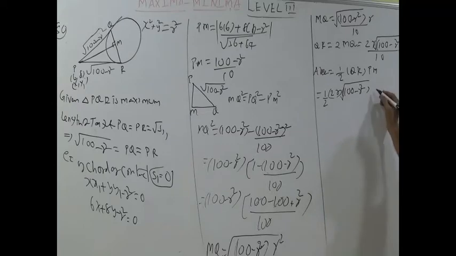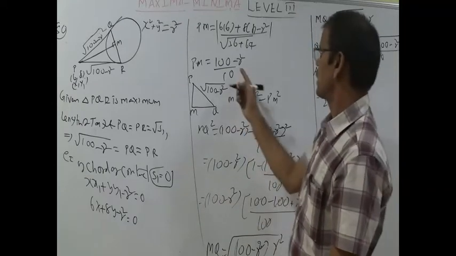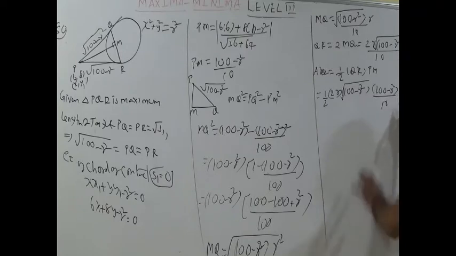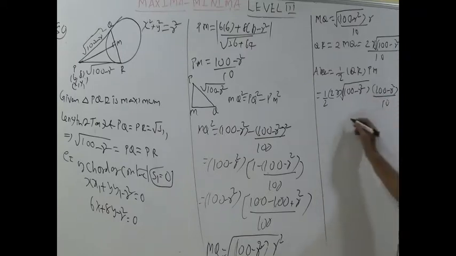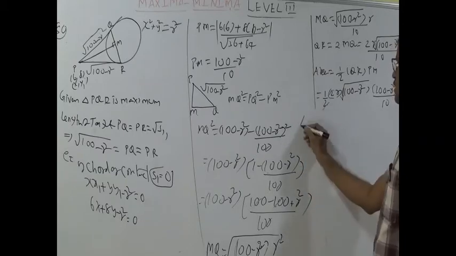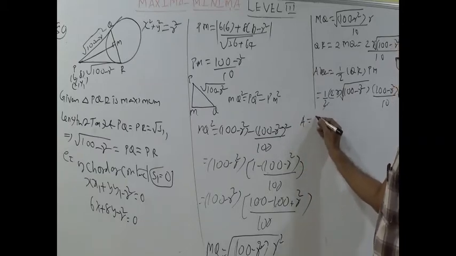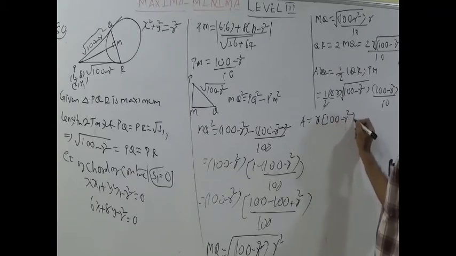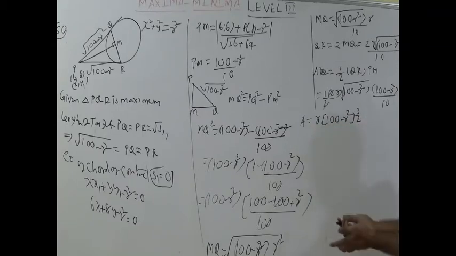Next, into PM. What is the value of PM? We calculated root of 100 minus r square by 10. 2 and 2 get cancelled. So area A, I am writing here: A is equal to r into 100 minus r square whole power 3 by 2.